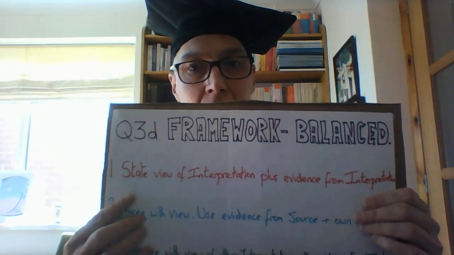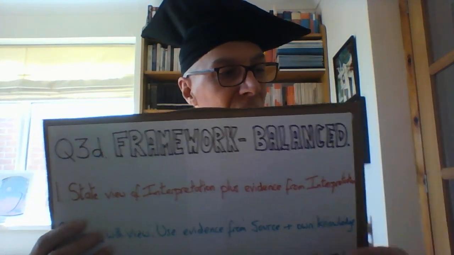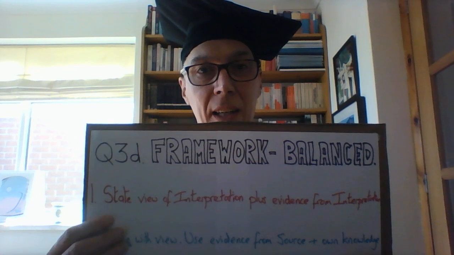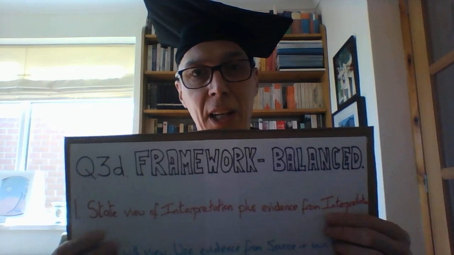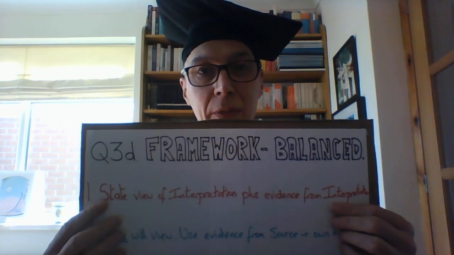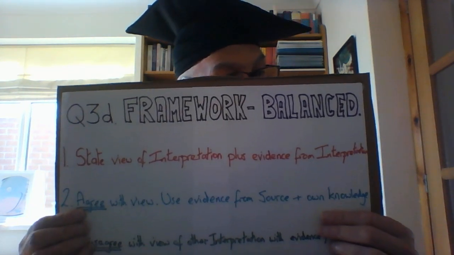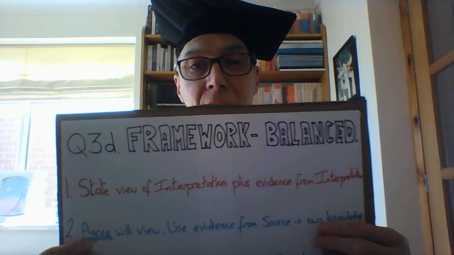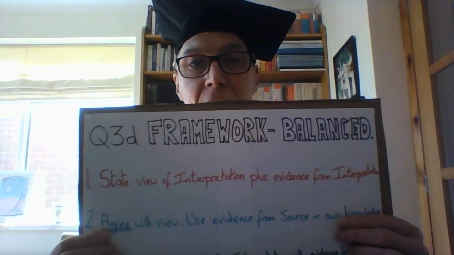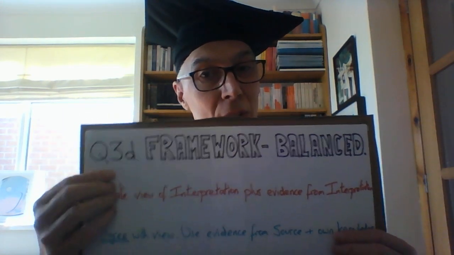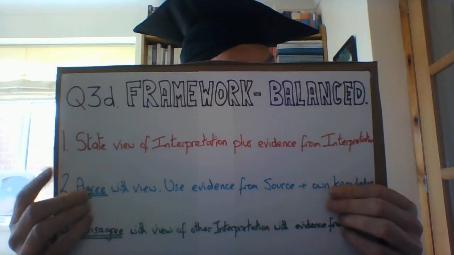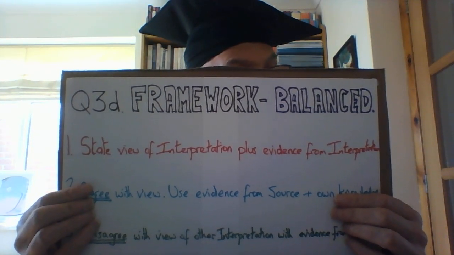How would you build an answer for that? Remember the framework. Interpretation 1 is suggesting Munich Putsch was a failure because it shows Hitler being arrested and sent to prison for 5 years. Source A supports this because it's a painting, it's showing the Nazis dead, it's showing Hitler running away. So you've used interpretation and you used the source.